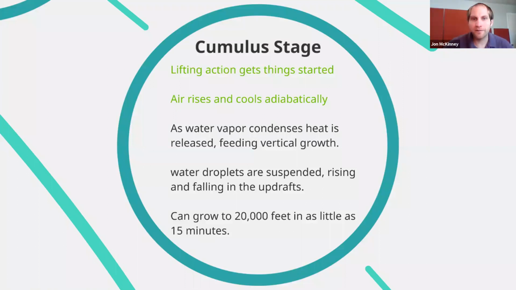So water droplets suspended, rising and falling in the updrafts. Awesome. Hey, here's a fancy number for us. 20,000 feet. Cumulus stage, thunderstorm updrafts. It can grow up to 20,000 feet in as little as 15 minutes.